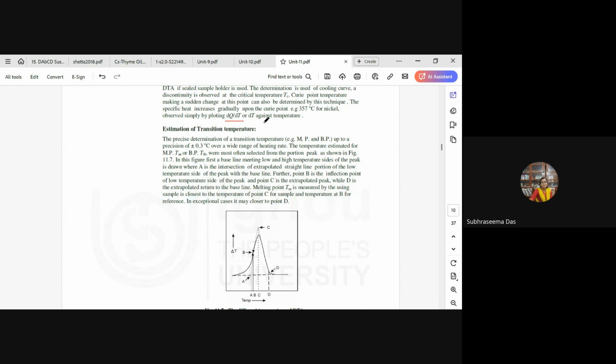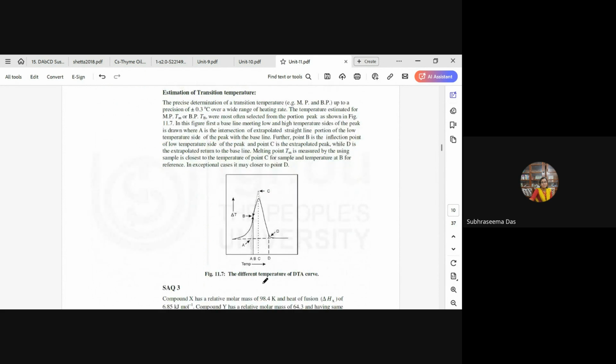So the precise determination of the transition temperature can also be known, the temperature estimated, we can say Tm, that is the melting temperature, or boiling temperature Tb. Like here, it is shown in figure 11.7. We have different temperatures on the DTA curves. It shows different types of temperature. So Tb has been most often selected from this portion of the graph. Here it has been shown.